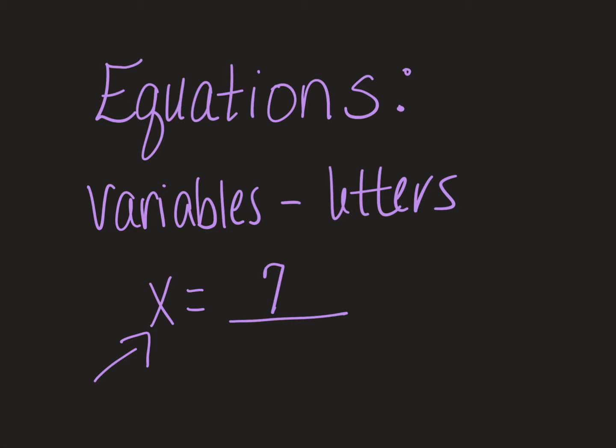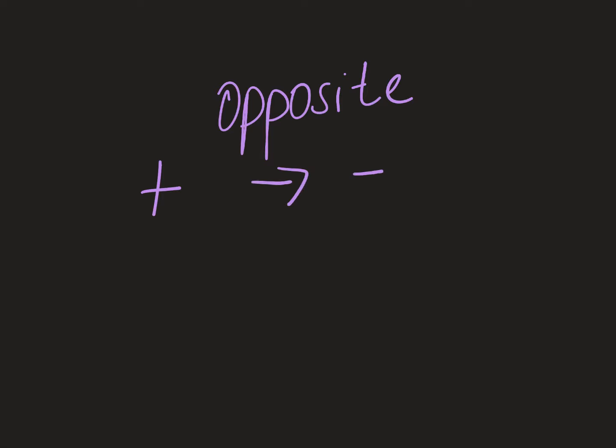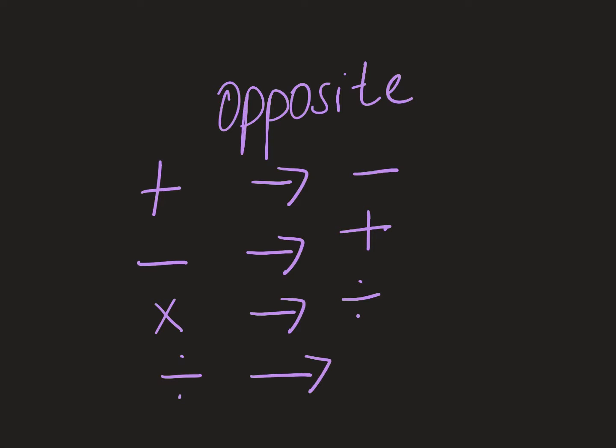And to do that, we're going to be using various properties, like the addition property of equality, but what you're going to be doing is inverse operation, okay? So what is the opposite of, let me just put it this way, opposites, okay? So what is the opposite of addition? The opposite is subtraction. What's the opposite of subtraction? That opposite is addition. What's the opposite of multiplication? Division. The opposite of division is multiplication.